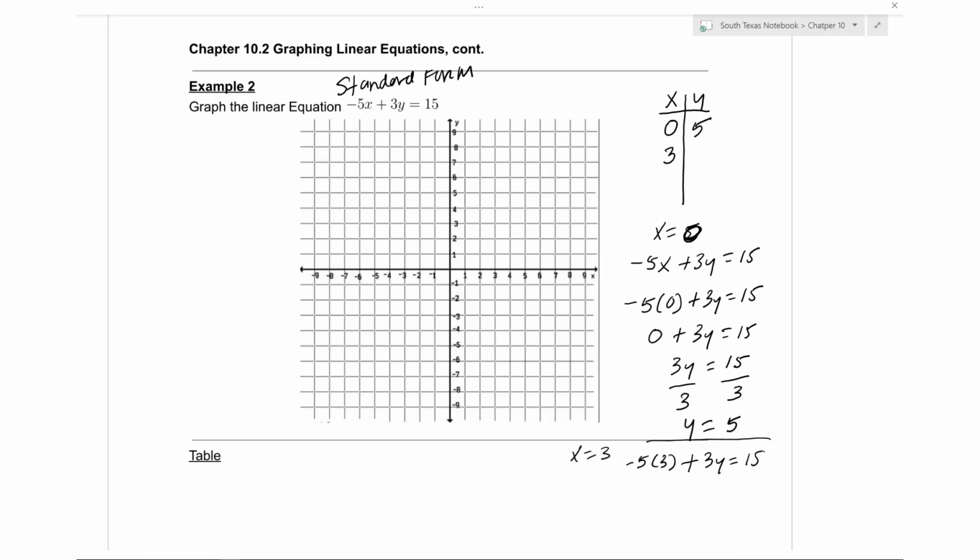Once again, we have our standard form of equation. It's going to be negative 5x plus 3y is equal to 15. I'm choosing to use x equal 3. And so I'm going to substitute 3 for x. We're going to multiply these two. And we have negative 5 times 3 is negative 15 plus 3y is equal to 15. And since we're solving for y, we're going to add 15 to both sides. And we have 3y equals 30.